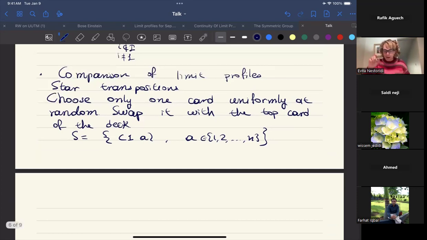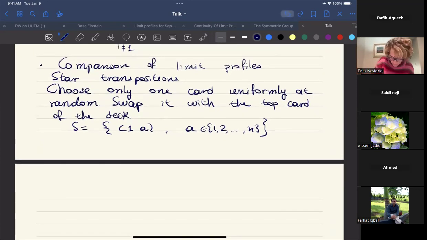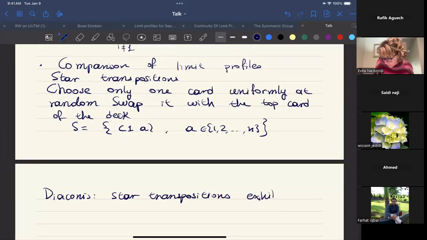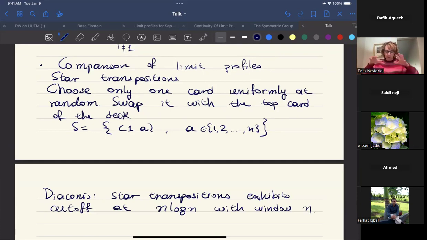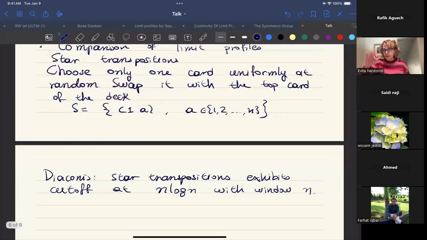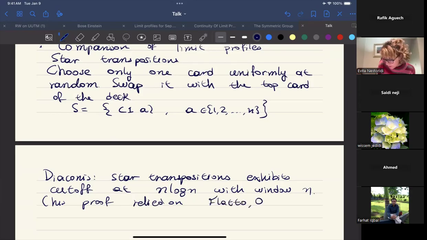And that shows up in two ways. One is in terms of cutoff. So Diaconis proved that star transpositions exhibits cutoff at n log n with window n. And it is not a coincidence that this shuffle takes twice as long to shuffle than random transpositions. It is this heuristic that I told you before. To prove it is a different type of story. Diaconis's proof relied on the work by Flatto, Odlyzko, and Wales, who diagonalized the transition matrix of star transpositions.